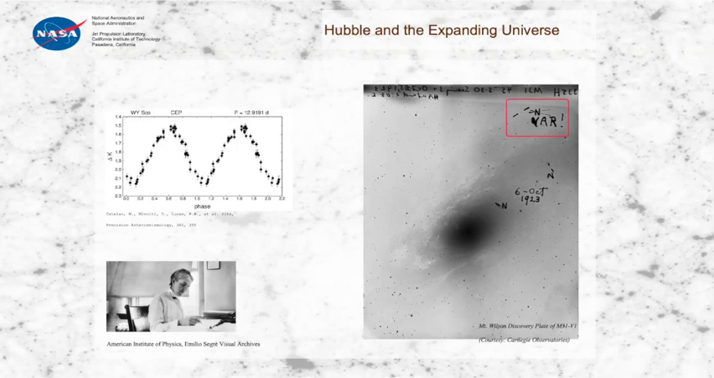Looking at the pulsing of the light curve of the Cepheids, which is like that shown in the top left here, you can infer just from the period of the pulsation how bright they are. And if you know how bright they are, you know the distance. And the thing shown on the right is from Carnegie Observatories. It's still in the archive over there somewhere.